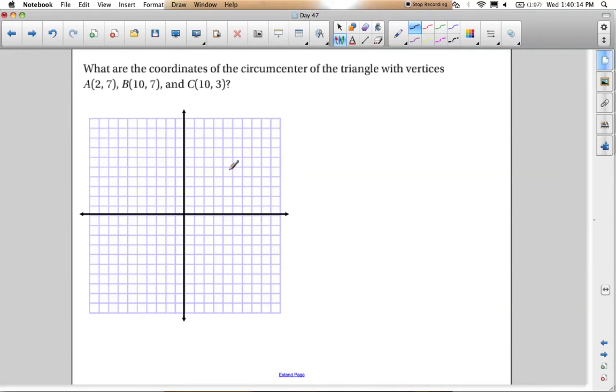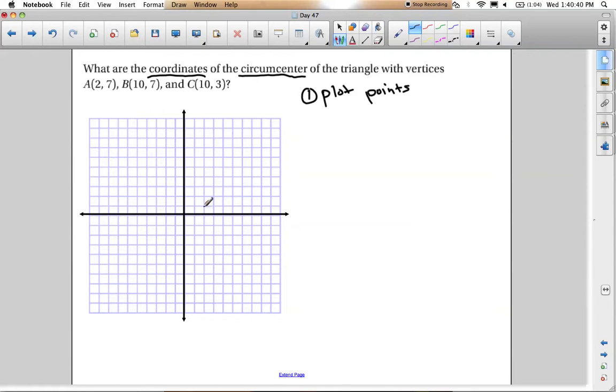Here is our example. This is the only thing that I'm requiring you to learn: how do you find the circumcenter, more precisely the coordinates of the circumcenter, using algebra. So my first step would be to plot points. Okay, so I'm going to plot my points.